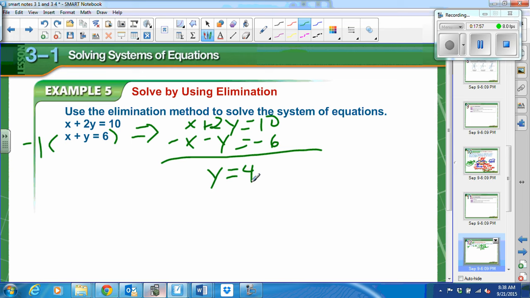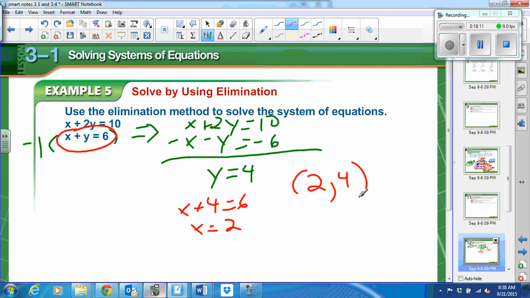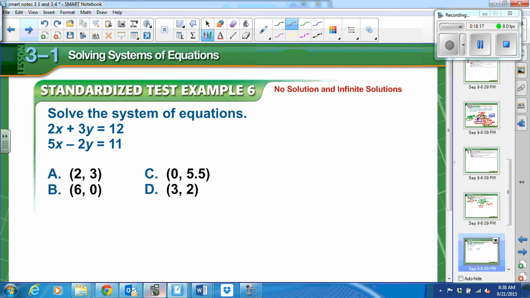And now we go and substitute in. And I like this equation better. So I'm going to say x plus 4 equals 6 and x equals 2. Now you should always give me an ordered pair. So we have (2, 4) as the solution to this system of equations, and it's a consistent independent system.